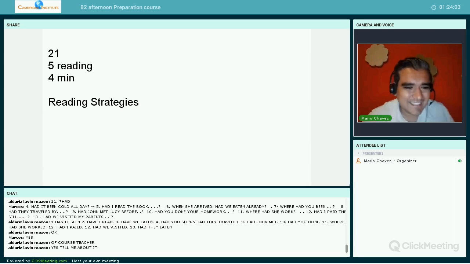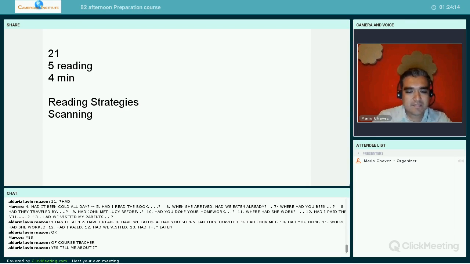What are the reading strategies I want you to practice? Well, the first reading strategy is scanning and skimming, right? What is scanning and skimming? It means that for every single reading we have, we are not going to read. We are only going to scan the text and then we're going to try to read it. But first, we are just going to scan it and look for the answers. For example, let me share with you one reading. Let me display it.